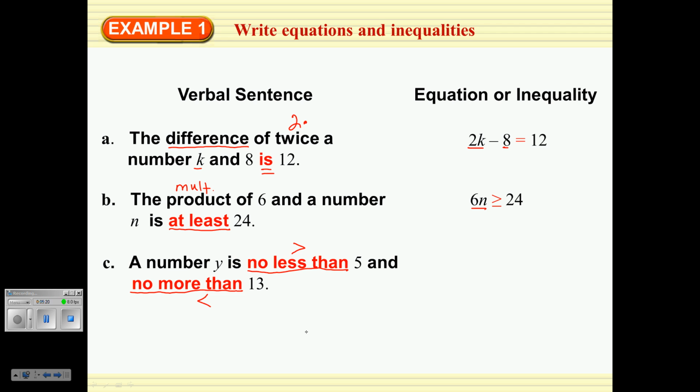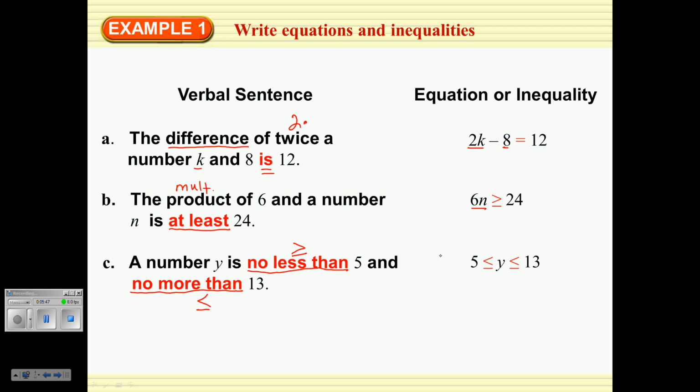So how are we going to write that? All right, here's how we write that. Your y goes in the middle because the y has to be greater than or equal to, no less than 5. So it can be 5, it just can't be less than 5. Okay? So y would be greater than or equal to 5, but less than or equal to 13. It can't be more than 13. It can be equal to 13, but not more than 13.